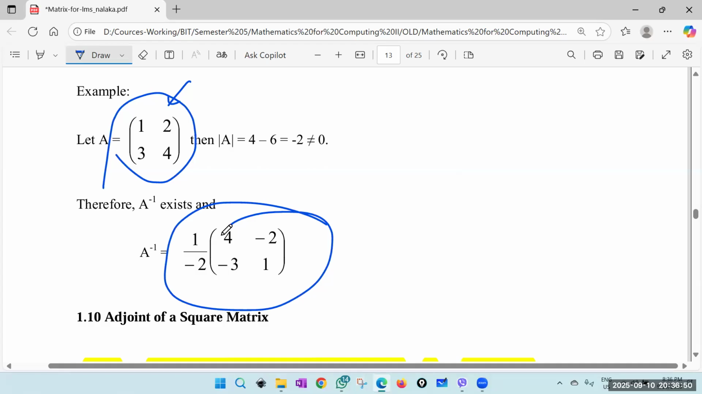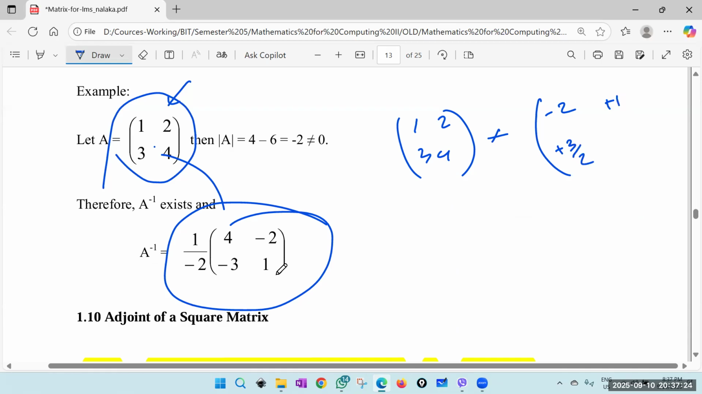How do you know whether this is the inverse of this? When you multiply this by this, you will get the identity matrix. So let's multiply and see. You multiply this by this. This is minus half times this. Minus half into 4 is minus 2. Minus half into minus 2 is plus 1. Minus half into minus 3 is plus 3 by 2. And minus half into 1 is minus half.